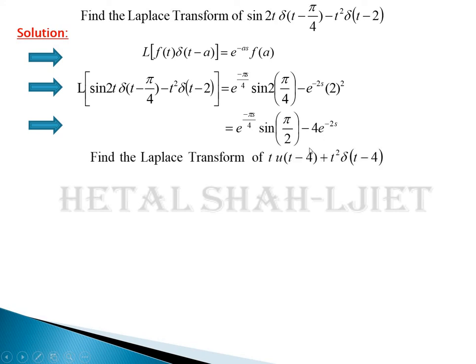For the next example, find the Laplace transform of t into u(t minus 4) plus t square delta(t minus 4). Students, I have taken this example because in this example your first term is the unit step function and your second term is the Dirac delta function. Okay, so we solve the unit step function and Dirac delta function in one example. So let's start with the formula of the Dirac delta function, that is Laplace of f(t) delta(t minus a) equals e raised to minus as into f(a).